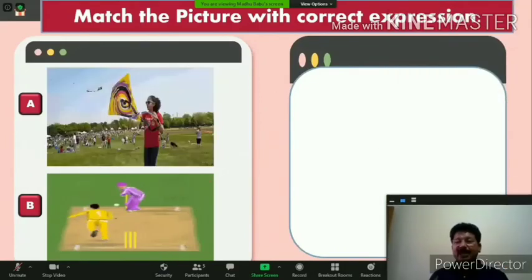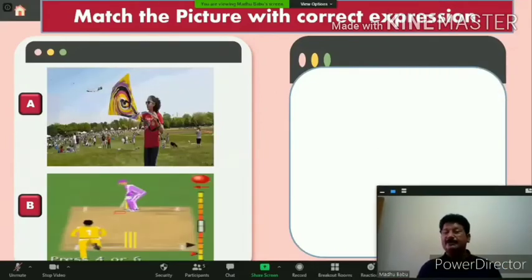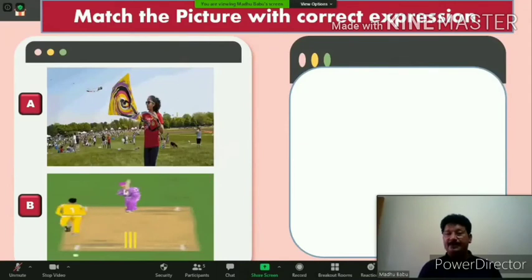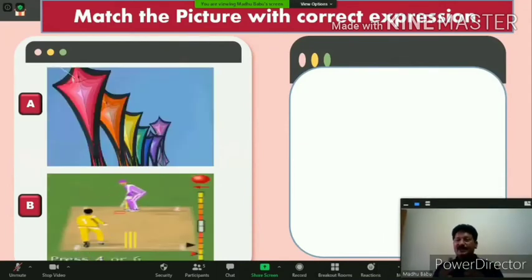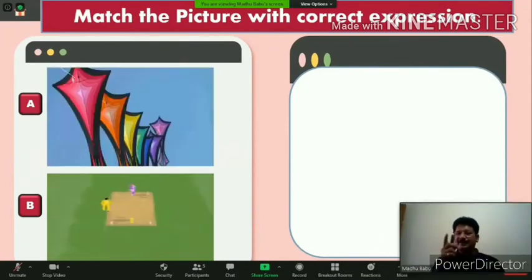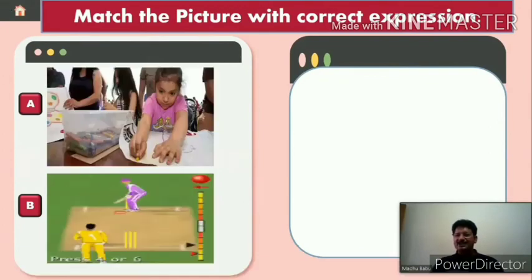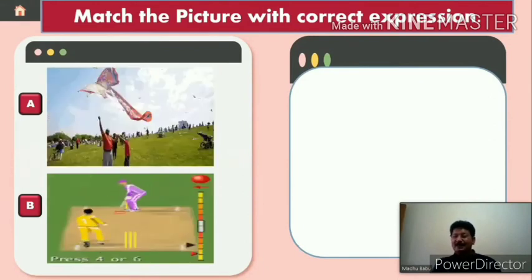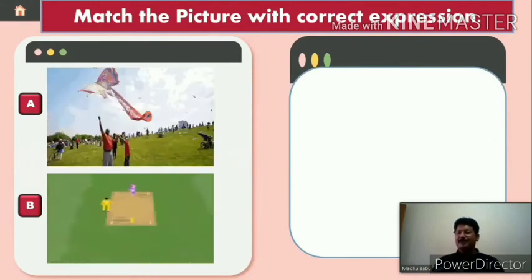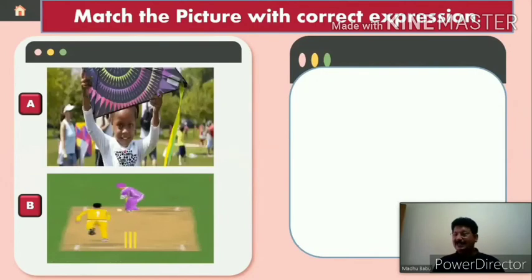Well, evaluation. Look at this picture. What do you find there? Match the picture with the correct expression. In the first picture, what do you find? You can find kites. They are making kites. And in the second picture, what can you find? Children are playing cricket. So now what is the expression?